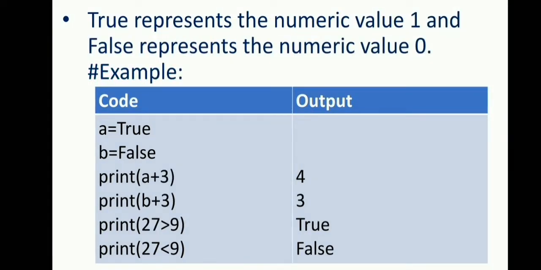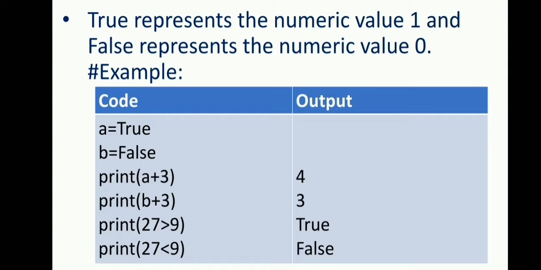True represents the numeric value 1 and False represents the numeric value 0. Example. In this example, a Boolean value True is assigned to the variable A. In the next statement, a Boolean value False is assigned to the variable B. The first print statement, print A plus 3, will display the value 4 as output because the numeric value of True is 1. 1 plus 3 is equal to 4, so the output is 4.